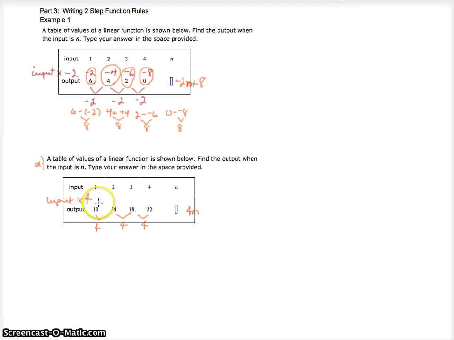Well, 4 times 1 is 4. 4 times 2 is 8. 4 times 3 is 12. 4 times 4 is 16.